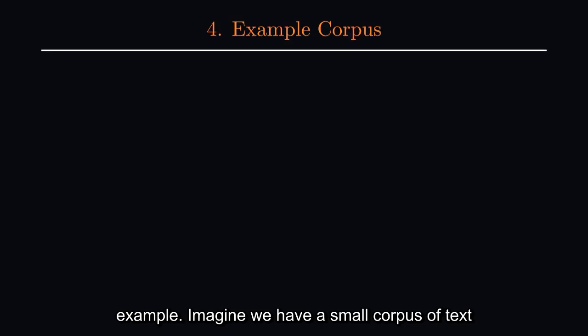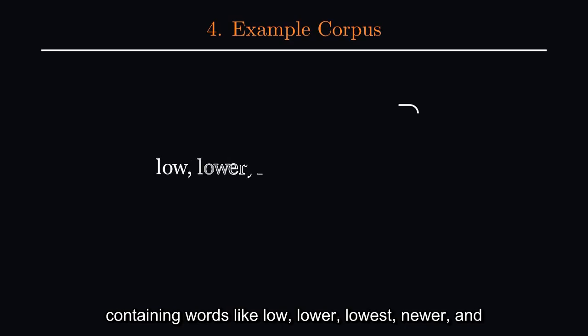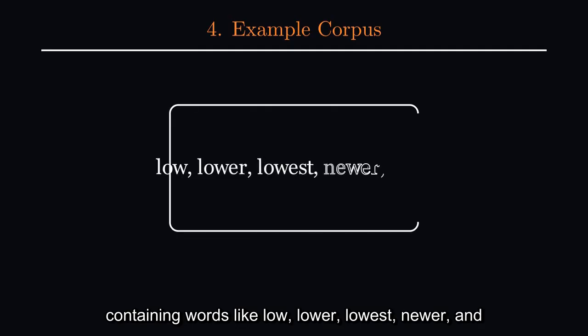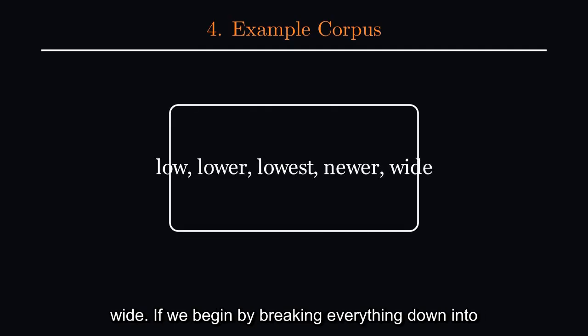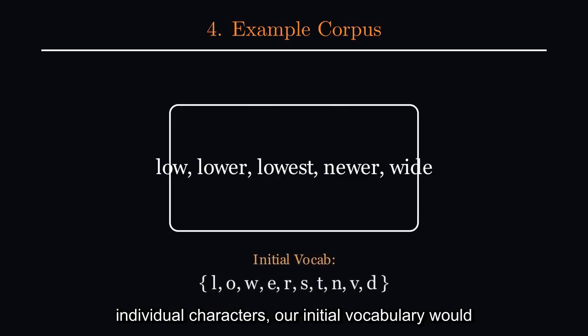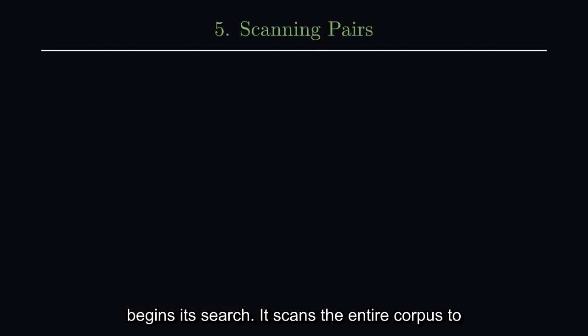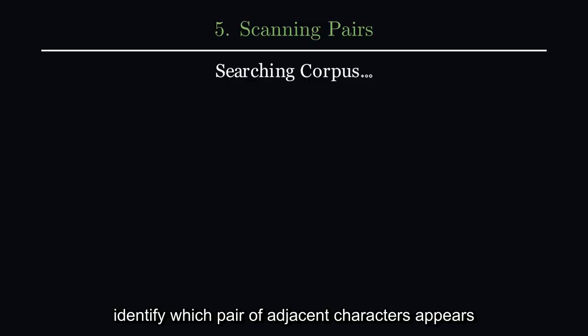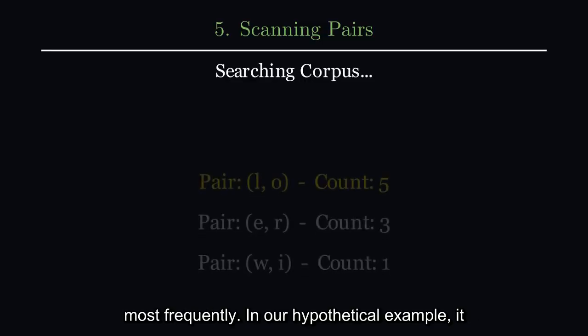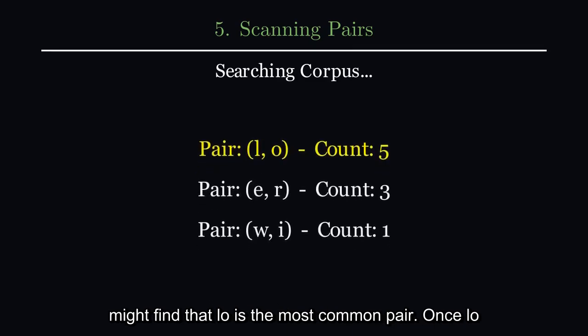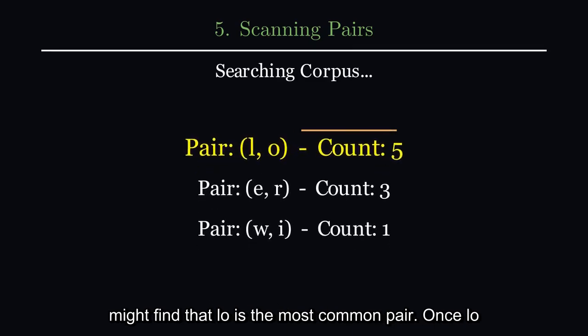Imagine we have a small corpus of text containing words like low, lower, lowest, newer, and wide. If we begin by breaking everything down into individual characters, our initial vocabulary would consist of L, O, W, E, R, S, T, N, V, D. Now, BPE begins its search. It scans the entire corpus to identify which pair of adjacent characters appears most frequently. In our hypothetical example, it might find that L and O is the most common pair.